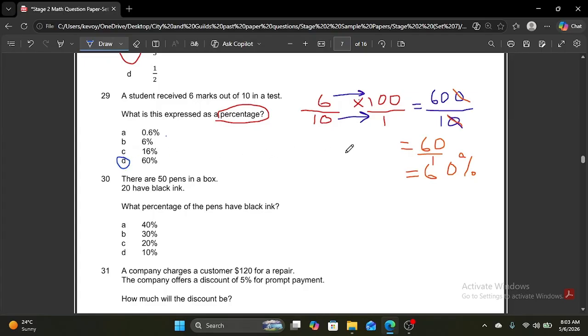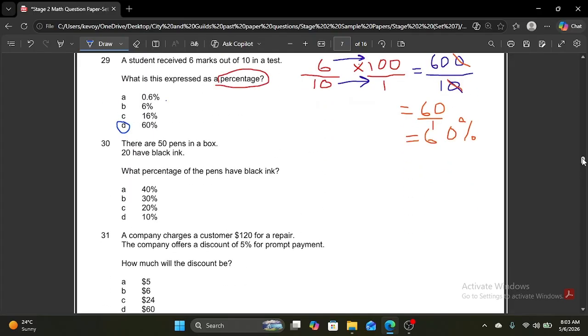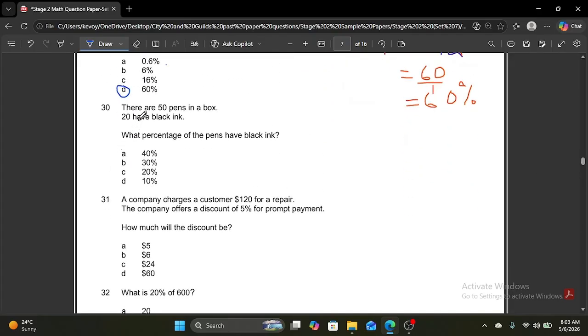So 60%. Alright, moving on. So always remember, whenever you want to find the percentage of a fraction, multiply by 100 and you will get your answer. Alright, moving right along. So we're at question 30.